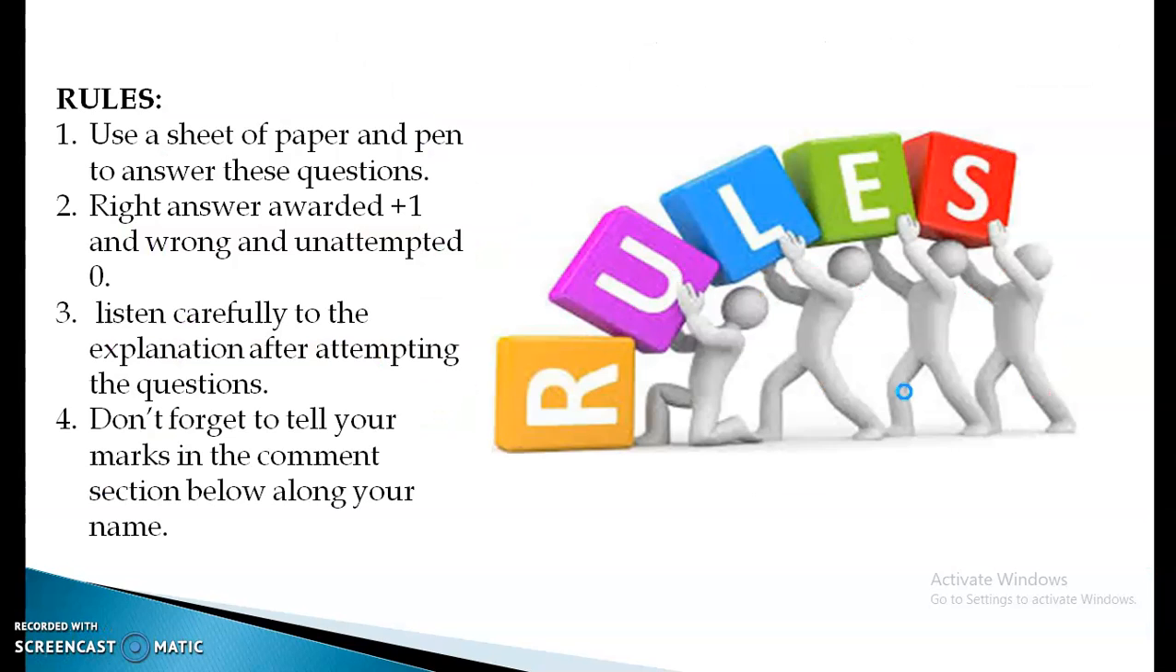So let's get started. But before that, you need to follow certain rules. Do use a sheet of paper and a pen while answering these questions. If you have done it right, give yourself +1. And if you have done it wrong or not attempted any question, give yourself 0. Listen carefully to the explanation after attempting the questions. And most important, don't forget to tell your marks in the comment section below along with your name.